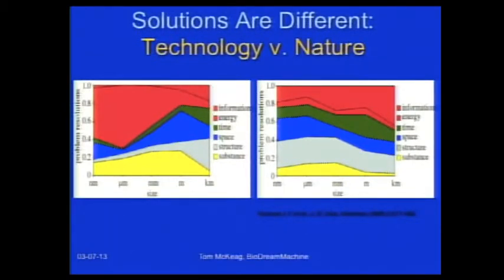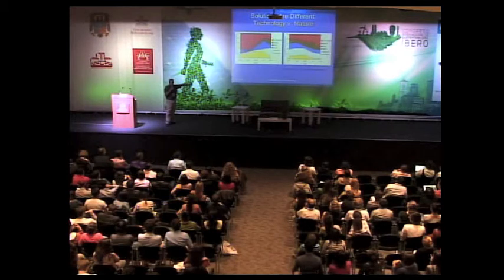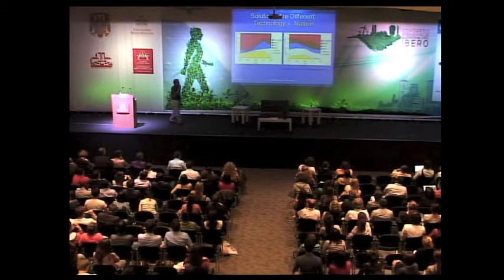Not to belabor these graphs, but this is Julian Vincent, retired now from University of Bath, who wrote a paper for the Royal Society in which he looked at nature versus technology. Along the bottom, on the horizontal axis, we're looking at scales from nanometers all the way up to kilometers, and in the vertical, we're looking at the percentage of time that some of these parameters were used to solve a problem. So he picked a problem, and he compared nature with technology.